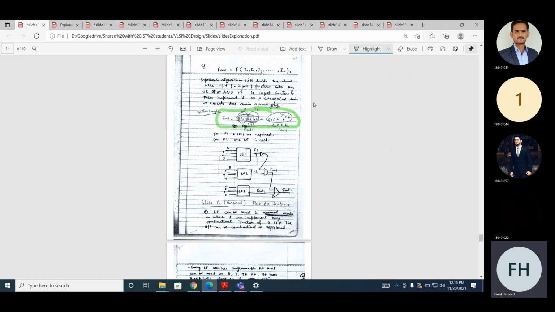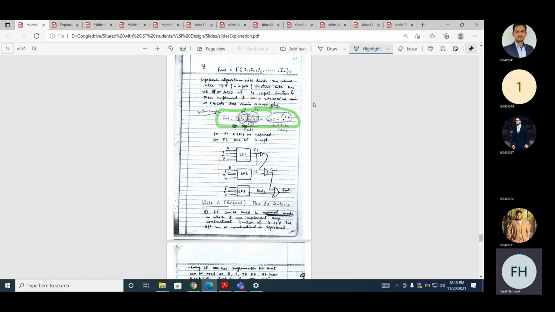Can you see this example? What is F out? F out is actually A, B, C, D, E bar, F, G, H, or C, D, E, C bar, E, and F. If you look at this function, F out.